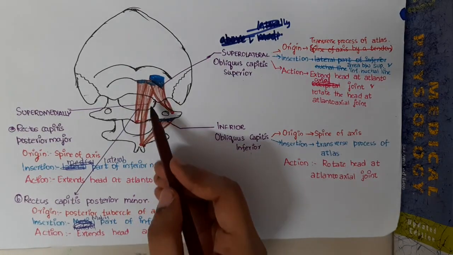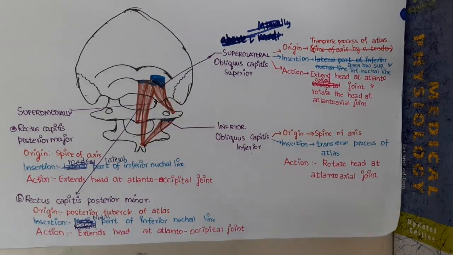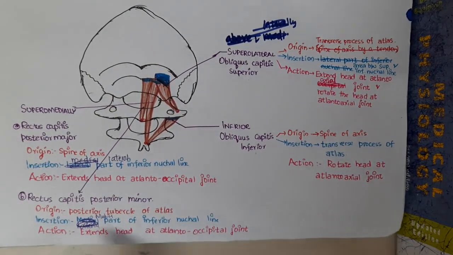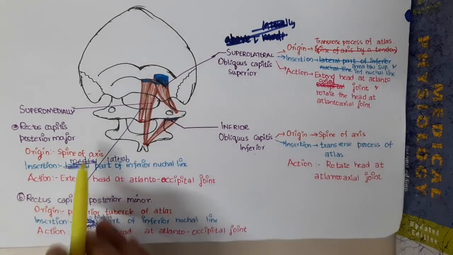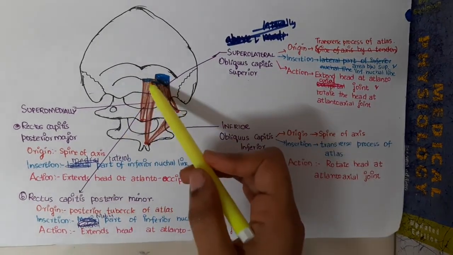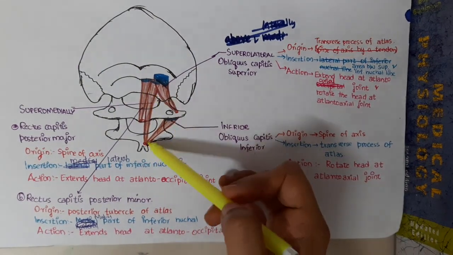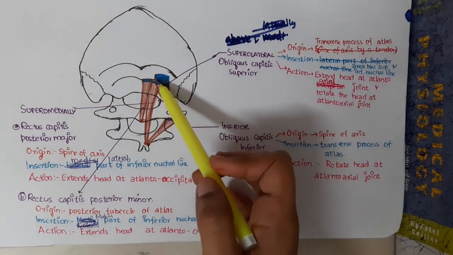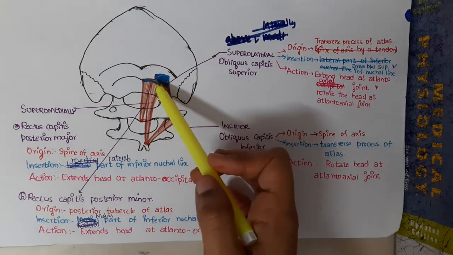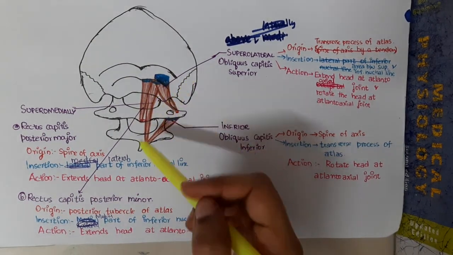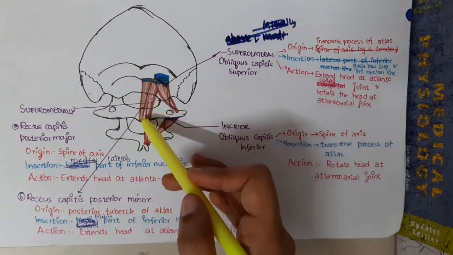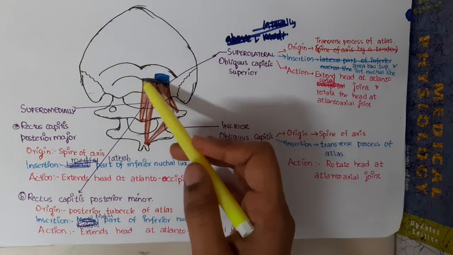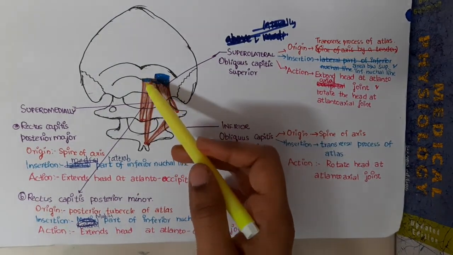Then superomedially, it has two muscles, the rectus capitis posterior major and minor. Rectus capitis posterior major originates from the spine of the axis and is inserted into the lateral part of the inferior nuchal line. Rectus capitis posterior minor originates from the posterior tubercle of the atlas and is inserted into the medial part of the inferior nuchal line.